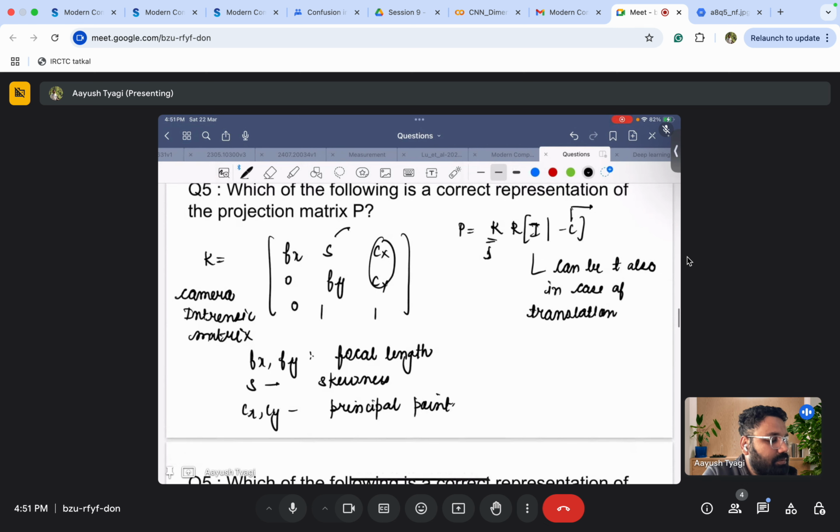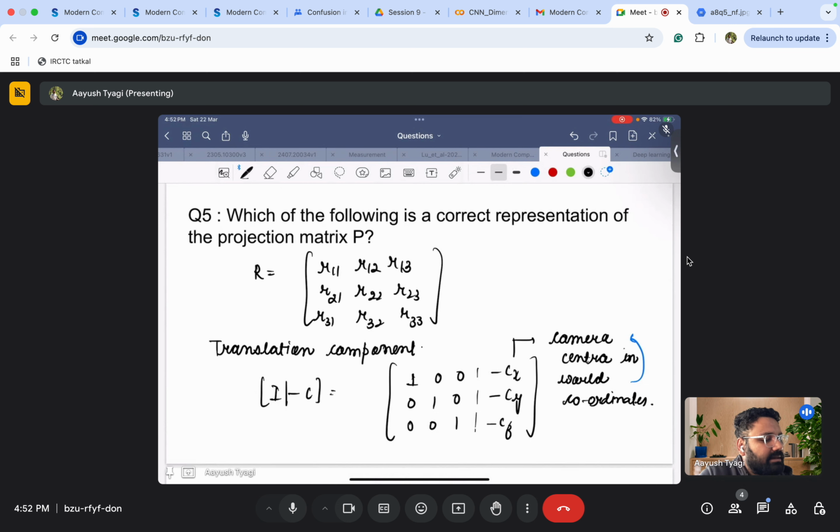This c ensures that your camera coordinates are at the center. If you want to align your camera coordinates, then this c will take the translation into account. Generally people write all of this as t as well. So P is equal to K, R and t.